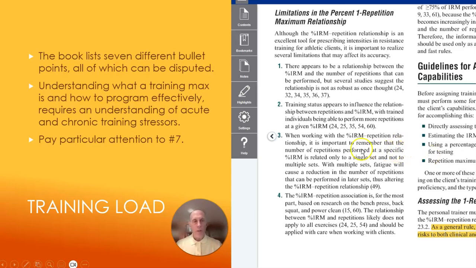But they talk about the number of repetitions performed at a specific percent 1 RM is related only to a single set and not to multiple sets. Now, from a programming standpoint, and I wrote it earlier, 3 sets of 10 at 70%. In reality, what happens is this: when you get more adept at programming and you have a tighter understanding of your athlete's maximum. Well, if my athlete has a 200-pound max on bench press, and we've tested that out, and we know that number to be true, 200 pounds, if I ask them to do 70% for sets of 10, well, 70% of 200 is 140 pounds.